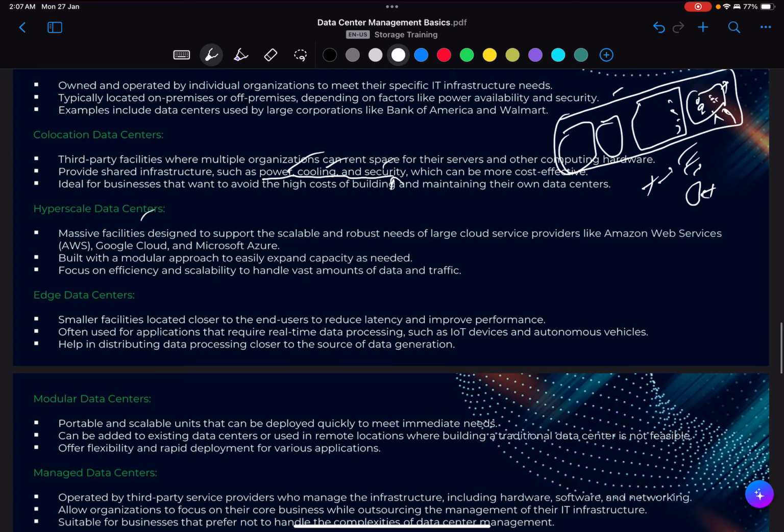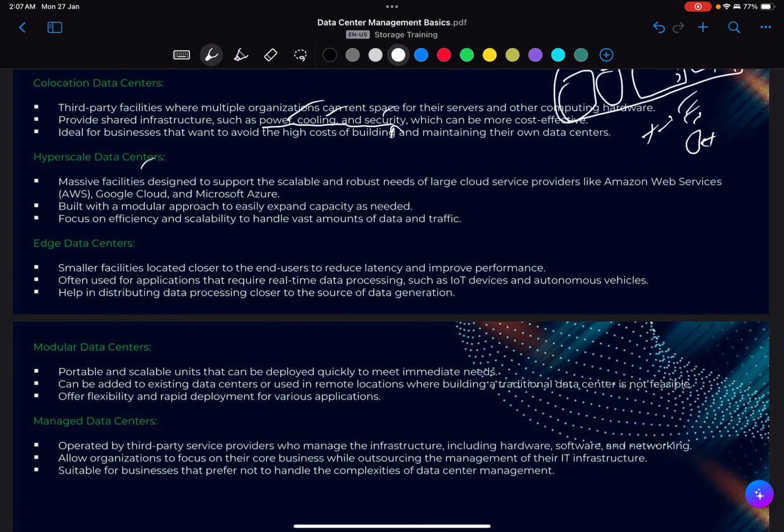Now you have the edge data center. An edge data center is a smaller facility located closer to the end user to reduce latency, as I said earlier, and improve performance. Sometimes you have a small organization, or even a big one, with an application that requires real-time data processing, like IoT devices and autonomous vehicles and so on.